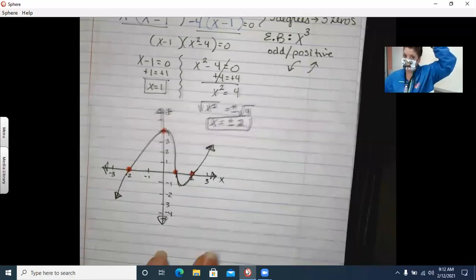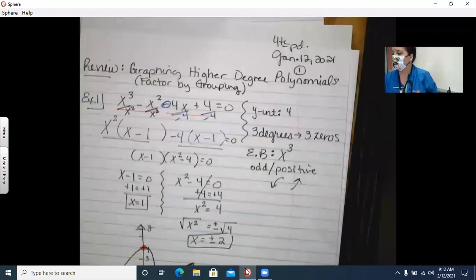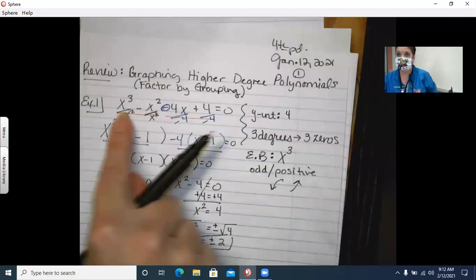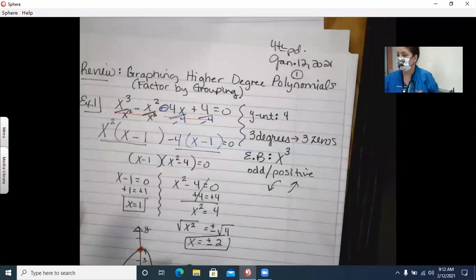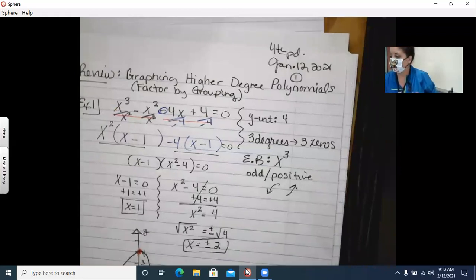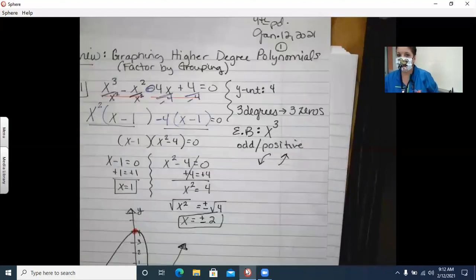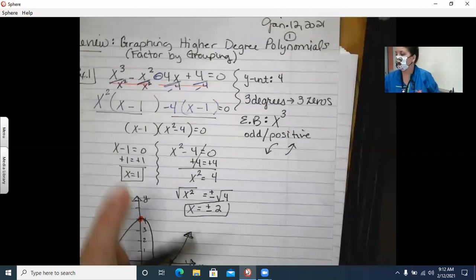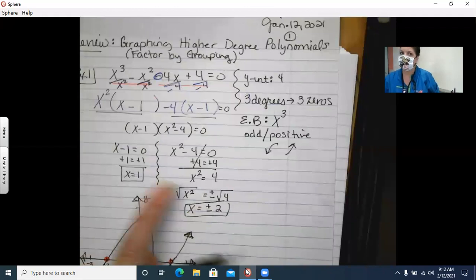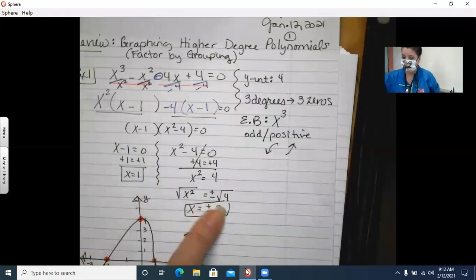Now look, on example 1, I had 4 terms, but my highest degree was 3, okay? Of the problems I'm going to give you, your highest degree is either going to be a 3 or a 4. So in my next example, my highest degree is going to be a 4. Also, if any of my x-intercepts were imaginary, I know those are still solutions, but I wouldn't see them on the graph, right? Yes, Ms. Freeland.